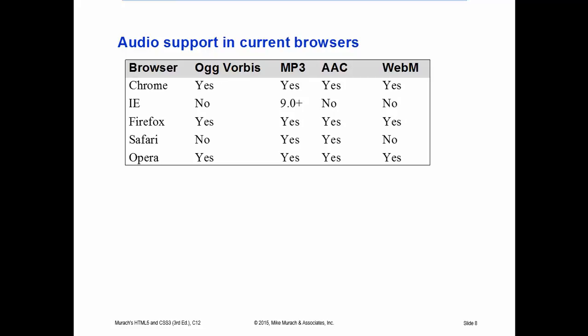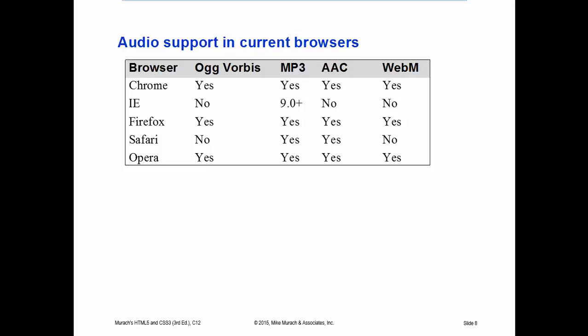Audio support in current browsers. All right, notice IE is very limited, especially when you compare it to most every other browser. The most common audio types are OGG, Vorbis, MP3, and AAC. The most common video types are OGG, Theora, MP4, and WebM. Mobile devices like iPhones and Android support H.264 and AAC.